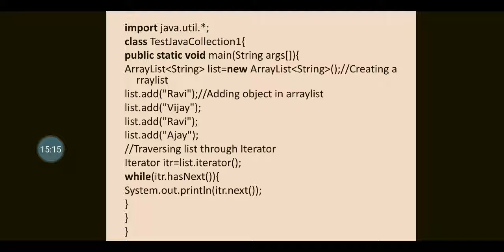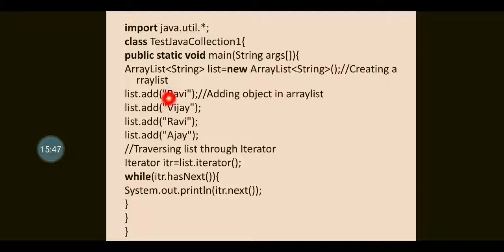So whenever there is Ravi, Vijay, Ravi, Ajay, hasNext() is a boolean method. It will return either true or false. That is itr.hasNext(), whether there is an element or not. At the first time it will return Ravi. So there is content, so while(true) will be executed, so that the loop will be executed and System.out.println(itr.next()).